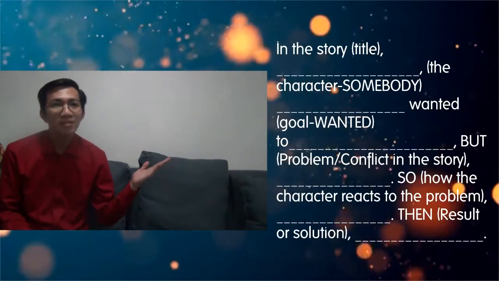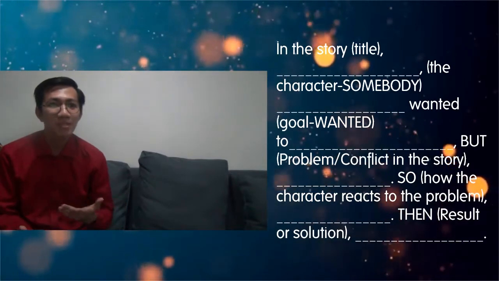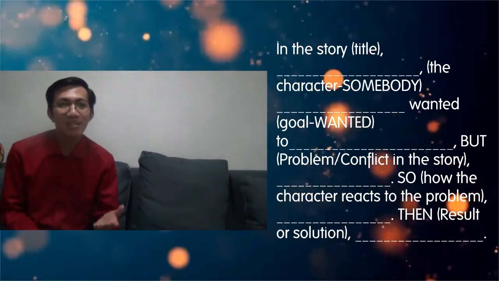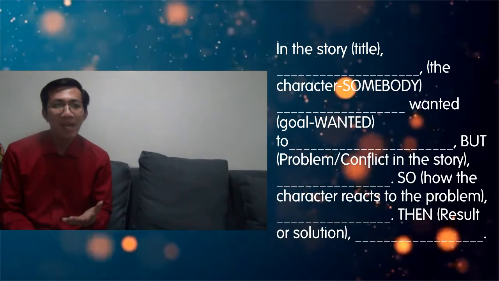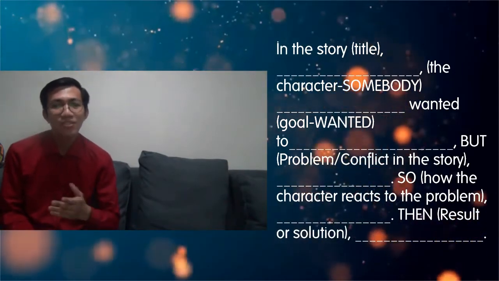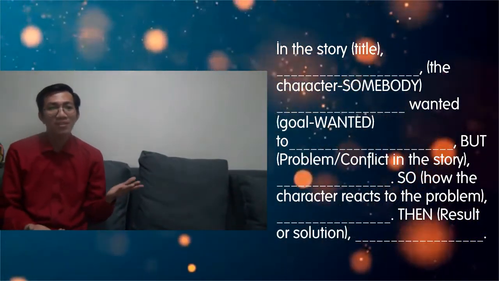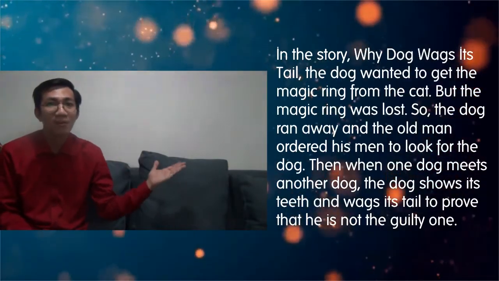You can teach your students how to summarize using the SWBST strategy. S stands for somebody, who is the main character. W, the goal of the character, but the problem in the story, so the solution to the problem, and then how does the story end? So using this frame in the story: title, blank, the character, somebody, blank, wanted, blank, to, blank, but, blank, so, blank, then, blank. So you can have this summary now.